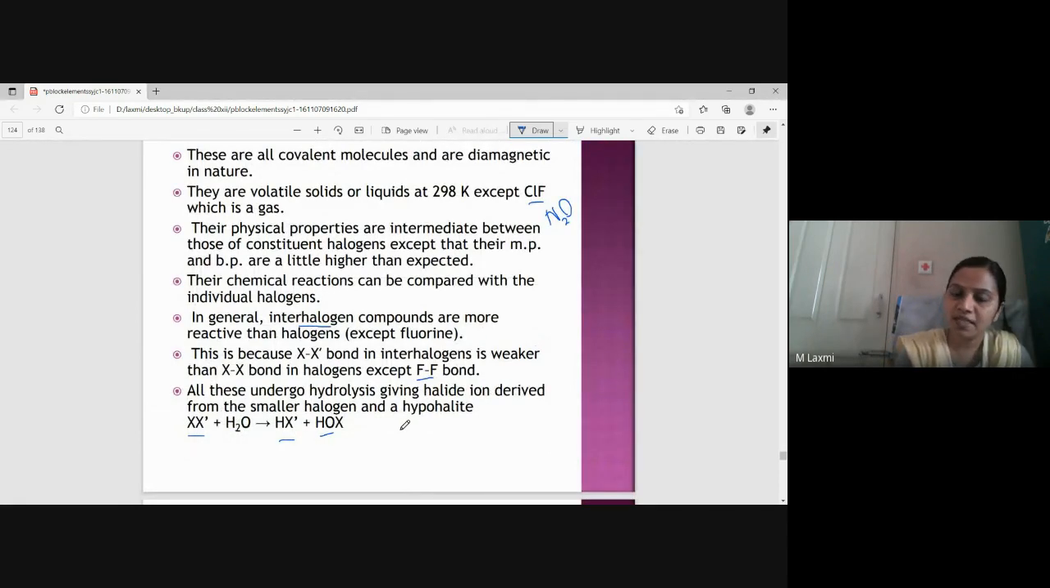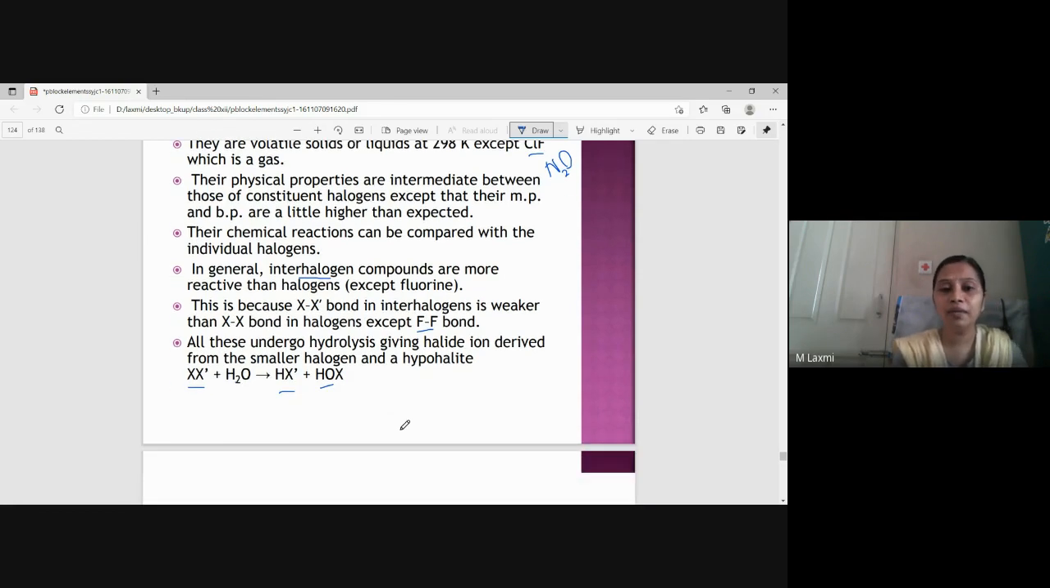When you look into the physical properties, they are in between the two halogens. Say I have mixed chlorine and fluorine and I've got the compound ClF. ClF's physical properties will be intermediate between chlorine and fluorine. But when you think of the melting and boiling points, they will be more than expected. Chemical reactions will be comparable. They are more reactive than individual halogens except fluorine because the F-F bond is stronger than the X-X' bond. They undergo hydrolysis to give a halide derived from the smaller halogen and a hypohalite.